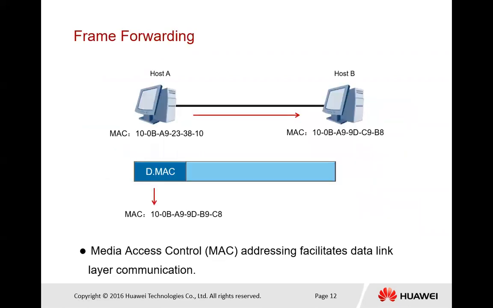After that, we have frame forwarding. As shown in the picture, we have 2 PCs, and host A wants to send a packet of data to host B. Host A has this MAC address, and the other one is the destination MAC address.